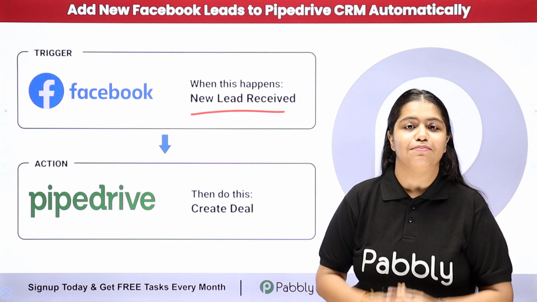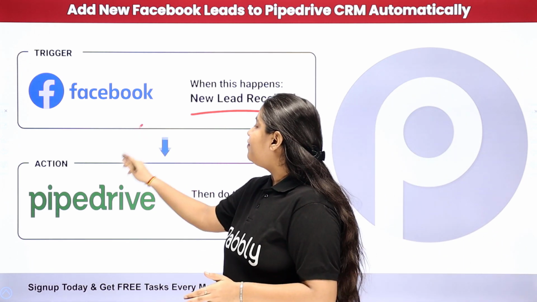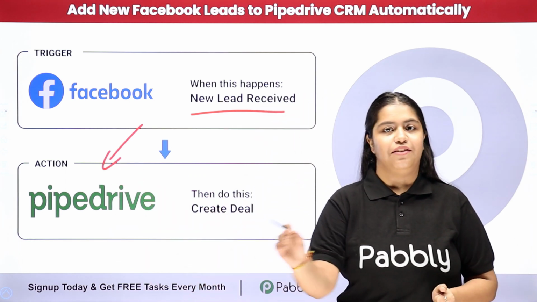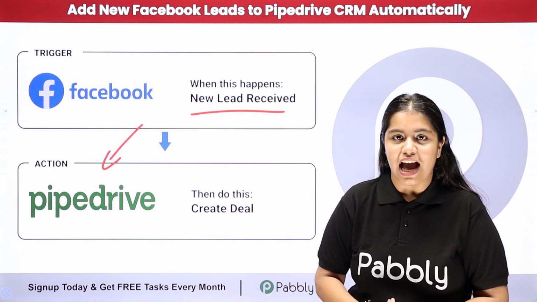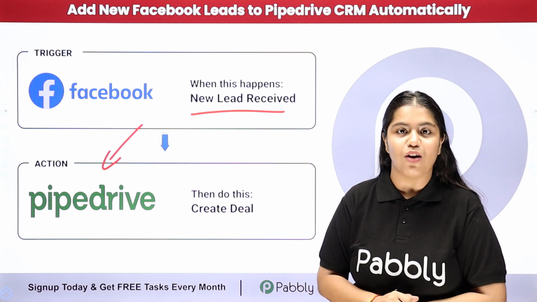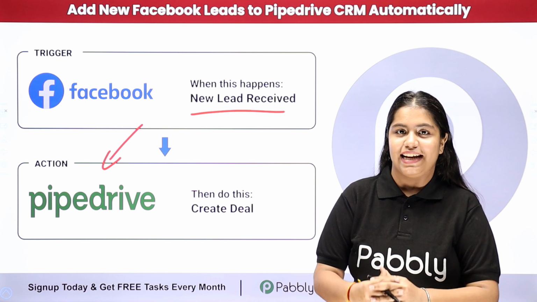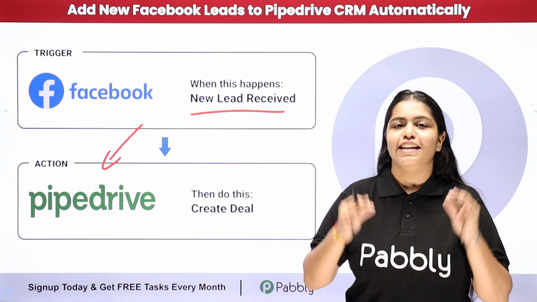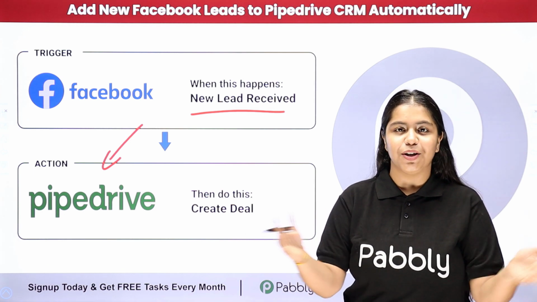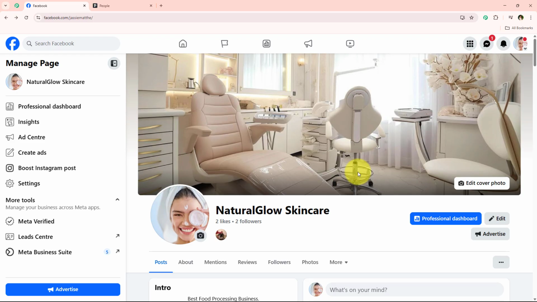So to do this, we are simply going to create a connection between Facebook lead ads and Pipedrive, and we are going to create this connection without knowing any programming or coding language using an amazing automation software which is Pabbly Connect. So if you also want to create this amazing automation for your own business, then for that you have to come with me towards my screen. Welcome to my screen everyone.